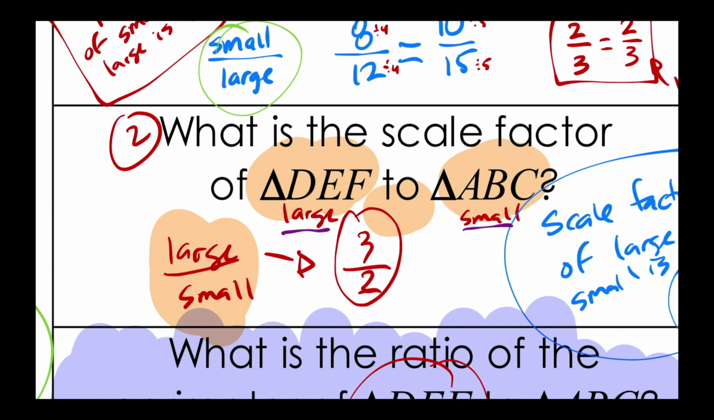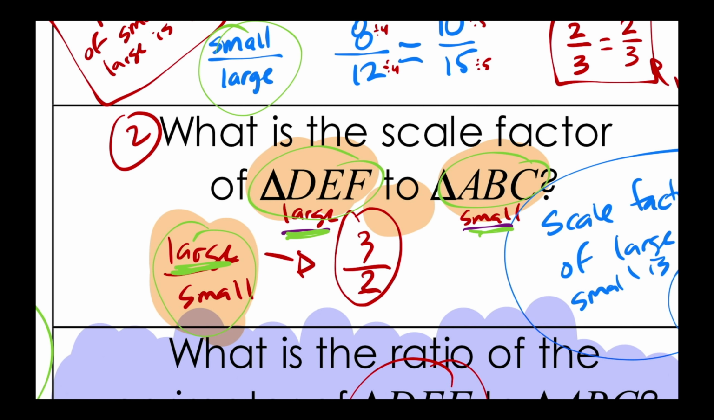And then question 2 just flipped them and said, now I want to look at DEF and compare it to ABC. They want to go from large to small. And so always pay attention to the question they're asking. Whichever one they say first in the question is the one you put at the top. First always goes on top. And that's how you make your ratio.